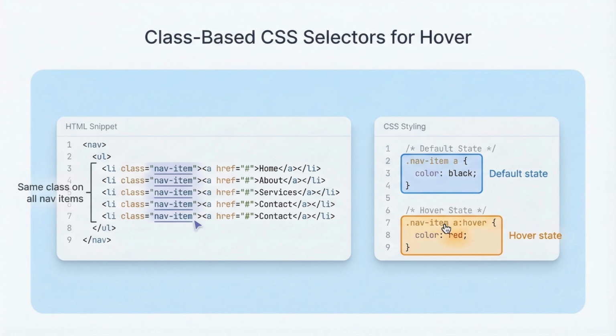You don't need to rewrite the full style in the hover rule, only the properties you want to change. Everything else from the default rule stays the same. This layered approach is fundamental to how CSS cascade and specificity work.